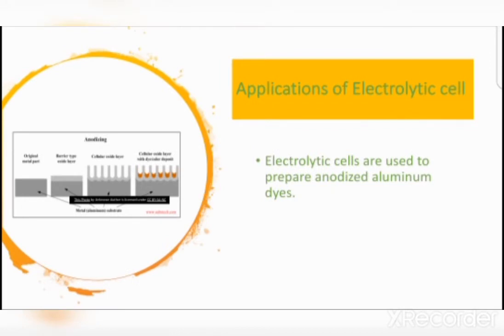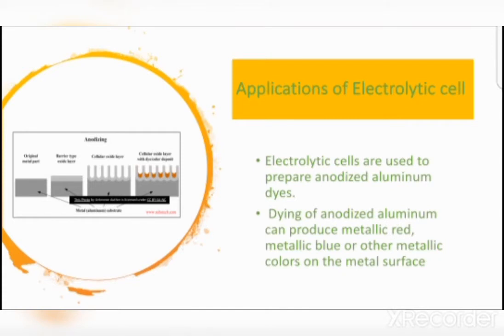Electrolytic cells are used to prepare anodized aluminum dye. Dyeing of anodized aluminum can produce metallic red, metallic blue, or other metallic colors on the metal surface.